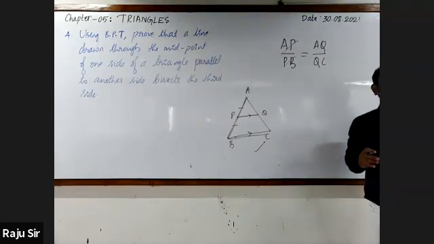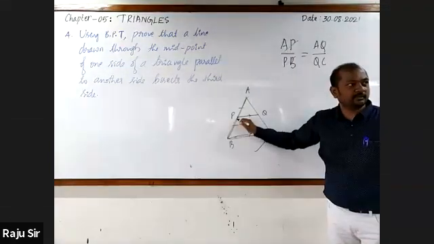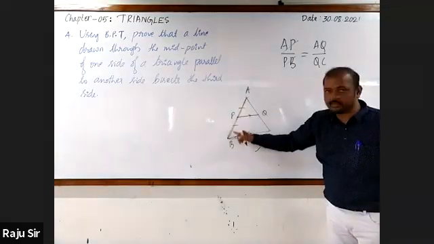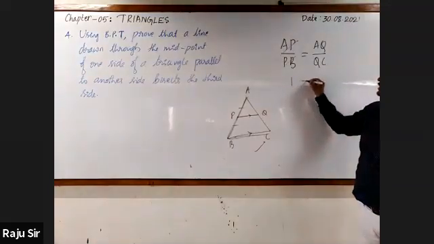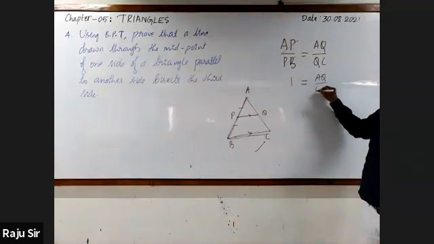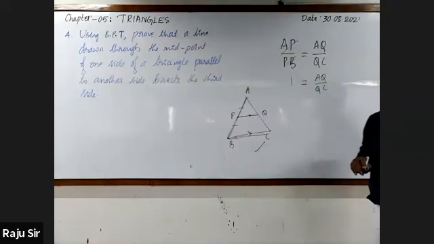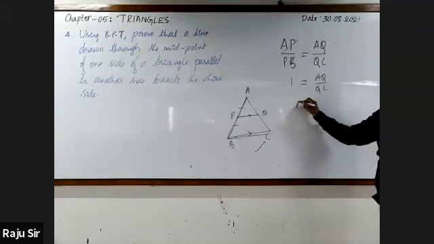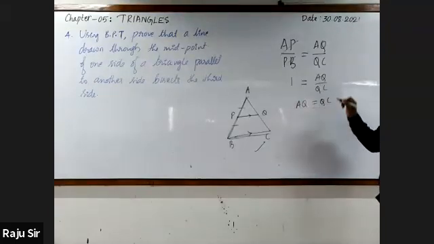But did you think why? Both are equal. P is the midpoint. These two will be equal. On cancelling, you will get 1 equal to AQ by QC. Then AQ is equal to QC.